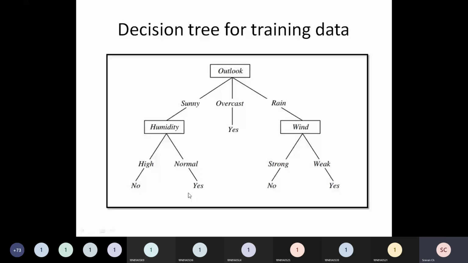Similarly, if I go to the right side, the wind parameter, from Outlook, if the value of Outlook is rainy, in that case how many records did we get? When Outlook is rainy, we got 5 records. In those 5 records, if you see the wind parameter, if the wind is strong, always the outcome was no. If wind is weak, always the outcome was yes. So I can make a decision, so I have made them leaf nodes.